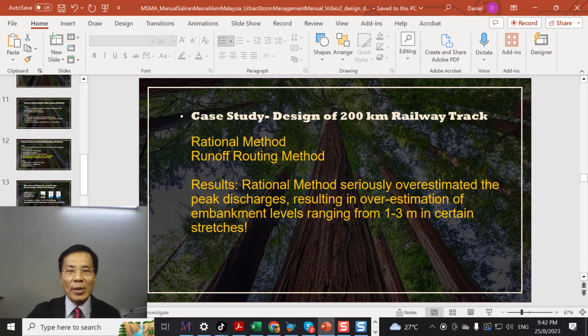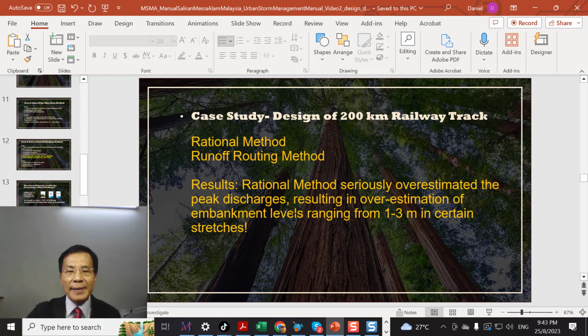Before I end the presentation, I'd like to share with you a case study which I did involving the design of a 200 kilometer railway track in Malaysia. In this analysis, we used the rational method and the runoff routing method. We used two methods of analysis to determine the flood level for the bridges and culverts crossing the 200 kilometer railway track.